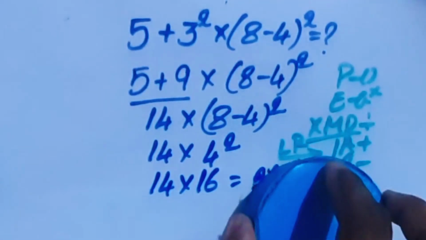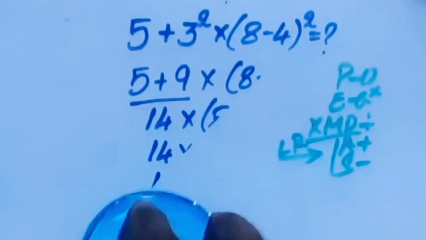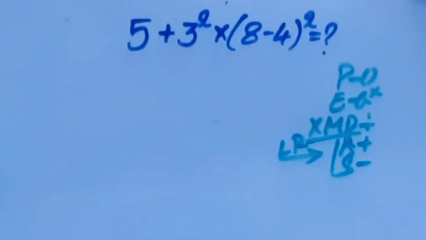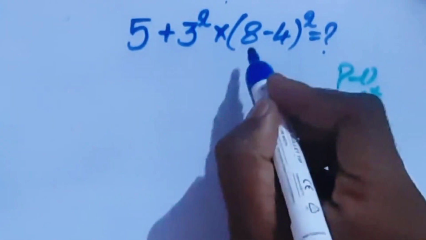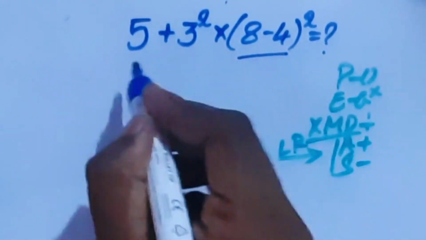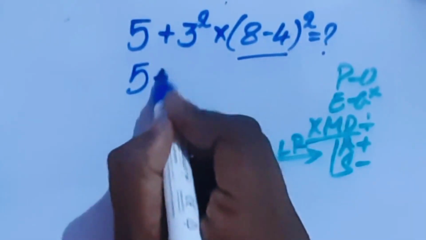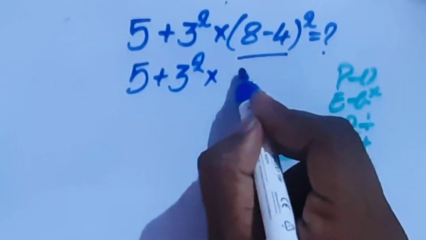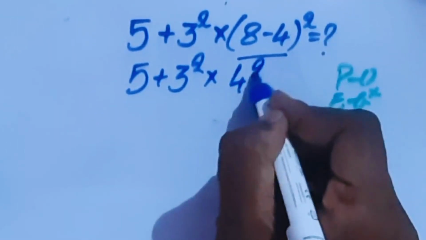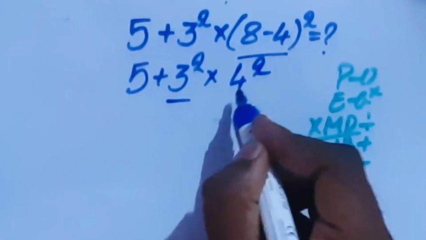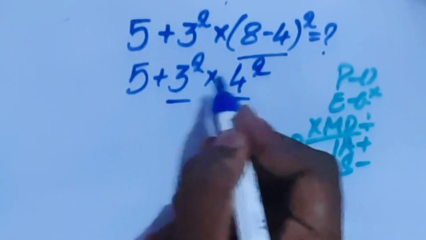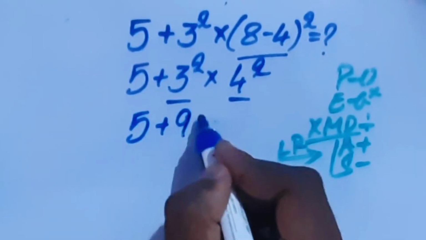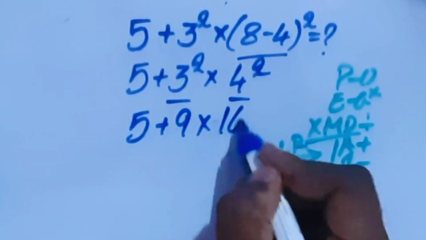Now we are going to solve this problem in correct order by using this order of operations PEMDAS. Here, as per PEMDAS, the bracket is higher priority, so we have to do this bracket before this operation. Here 5 plus 3 square times here 8 minus 4 is 4 to the power of 2. Next priority is exponent, so we have to do this exponent before this addition and multiplication. Here 5 plus here 3 square is 9 times 4 square is 16.